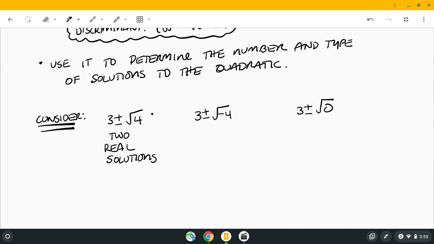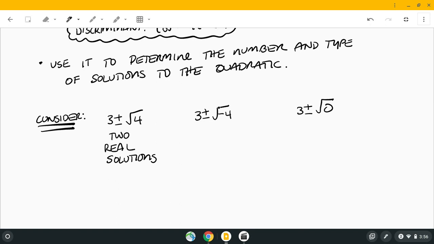So what we're doing is comparing what kind of solutions and how many we get when we have a positive result in the square root, when we have a negative result in the square root, and when we have 0 as a result. Here, the square root of 4 is 2. So we have 3 plus 2 and 3 minus 2. That gives us 2 real solutions.